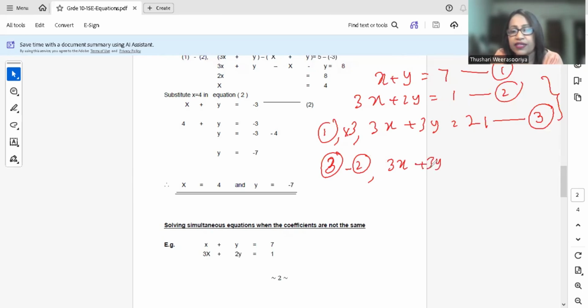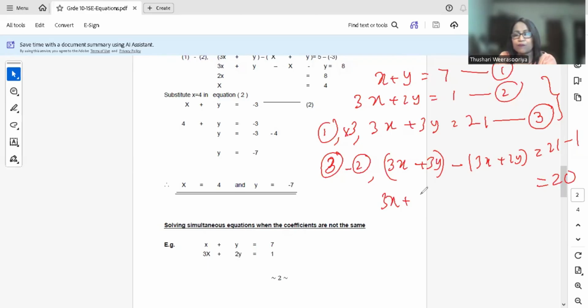Second one multiply by the second one. Right? You can change the equation like that also. Okay? For the easiness, I took 3x to avoid the negative numbers. There you get 21 minus 1. If I write like this, 2 minus 3, I get 1 minus 21. That's why I change. Right? Likewise, you can change. This is 20.